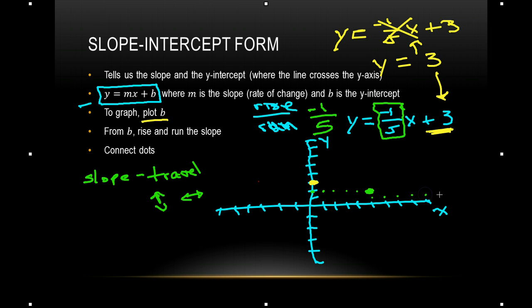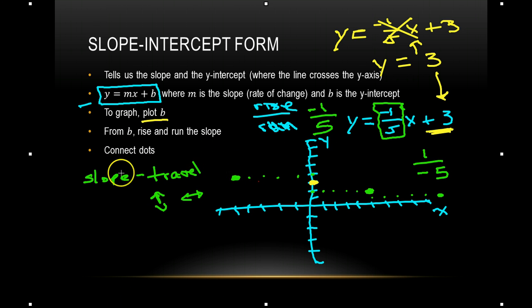Now I kind of run out of space there, but if I wanted another point, instead of going down 1 and to the right 5, as I just discussed in the last slide, I could look at that fraction as 1 over a negative 5. So I could rise 1 and go back 1, 2, 3, 4, 5. Up 1 and back 5.